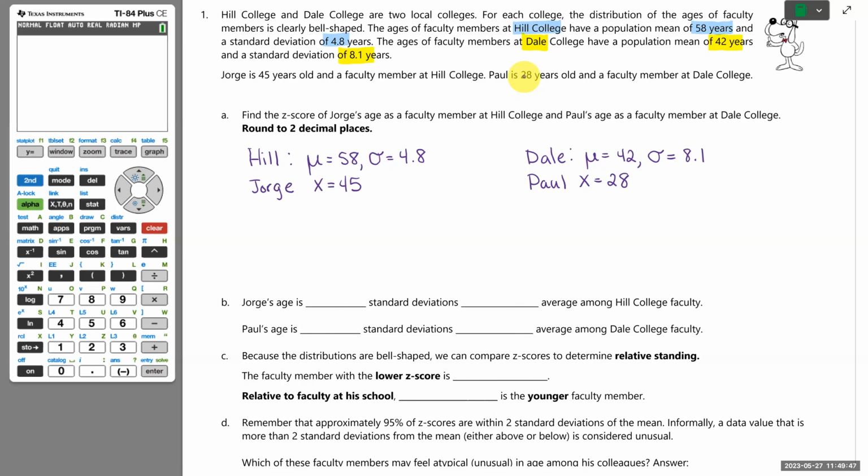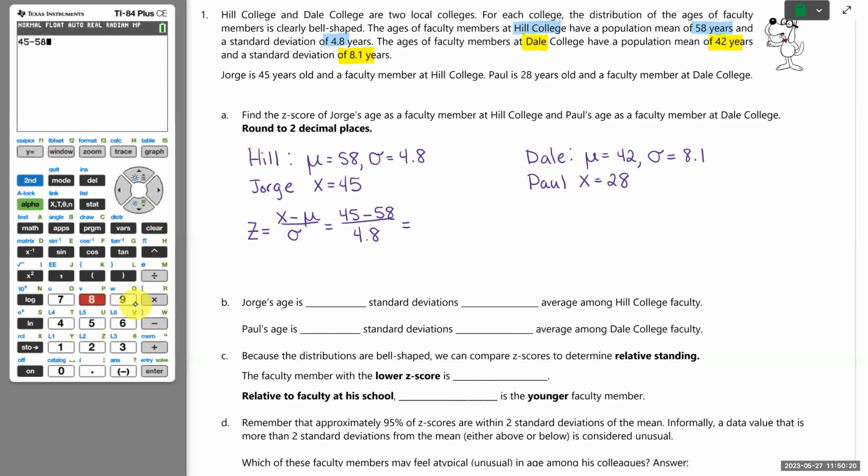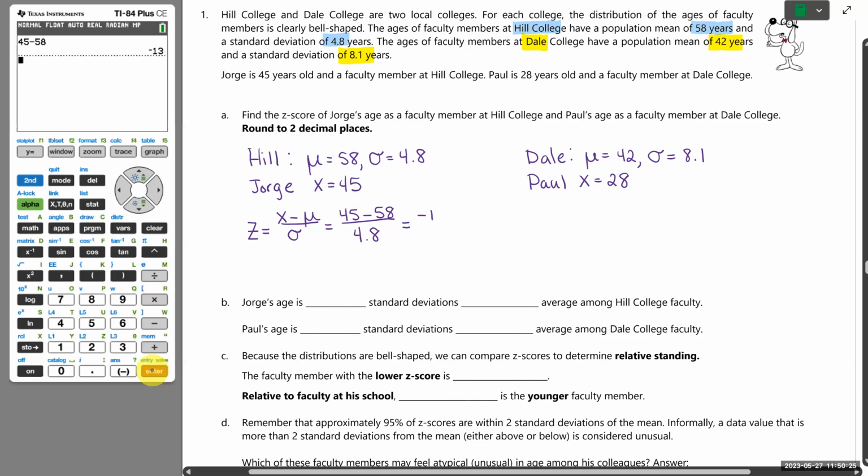All right, so z-scores give us information about where they fall relative to their population. So the formula, z is x minus mu divided by sigma. So George is 45. We'll subtract the mean of 58, divide that by the standard deviation of the population. So let me go to my calculator and do that first. So 45 minus 58. So negative 13 is our numerator.